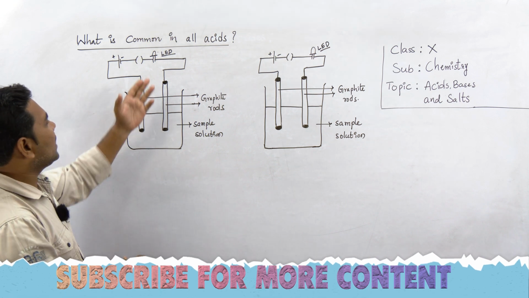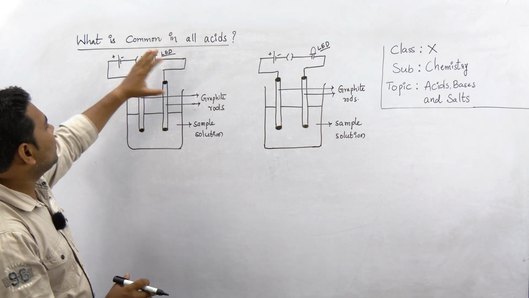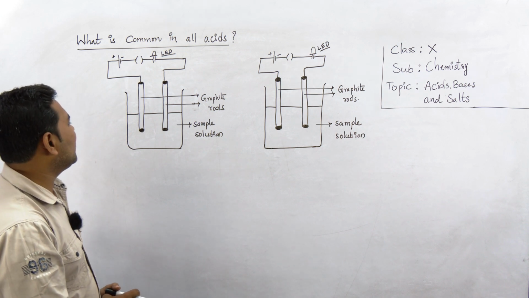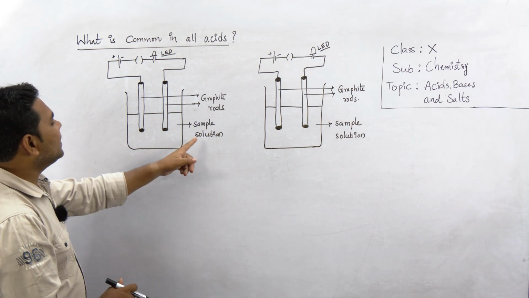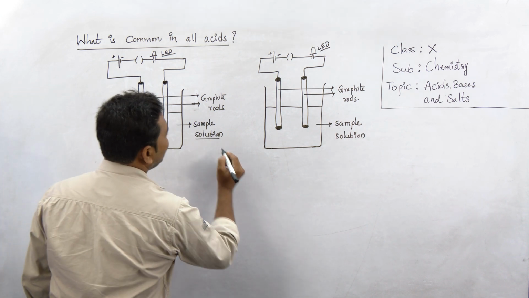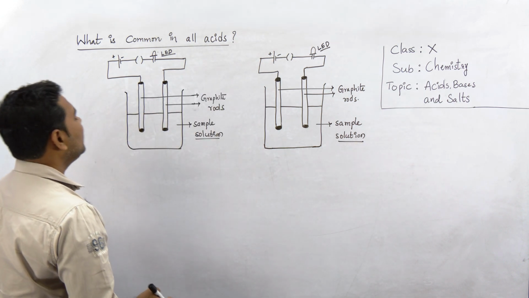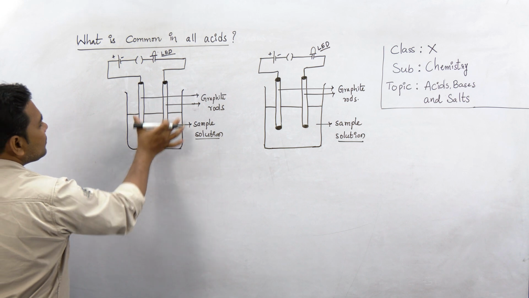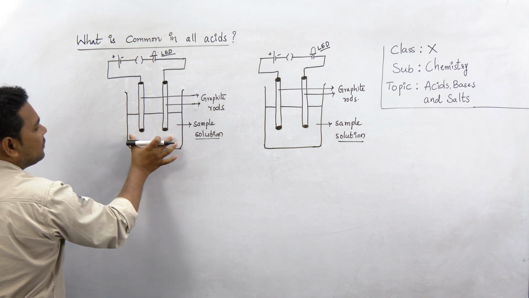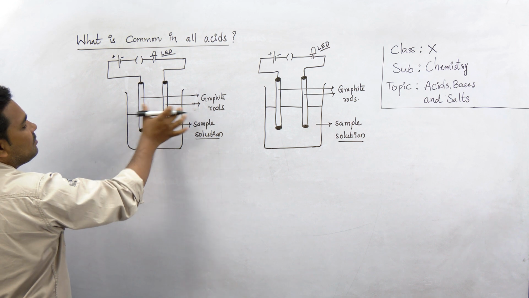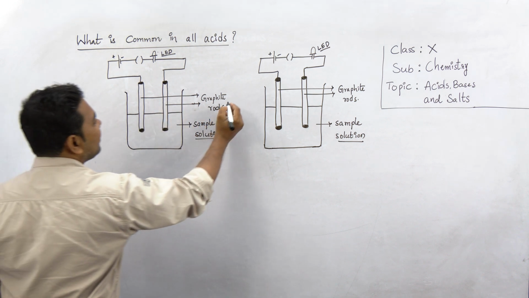To conduct this activity, to identify the common thing in all acids, we need a small experimental setup. In this setup, you can see we need a sample of solutions. I will tell you what sample solutions are to be taken. Then you can see a beaker which is filled with some sample solution, and in which two graphite rods are immersed. What are these? Graphite rods.